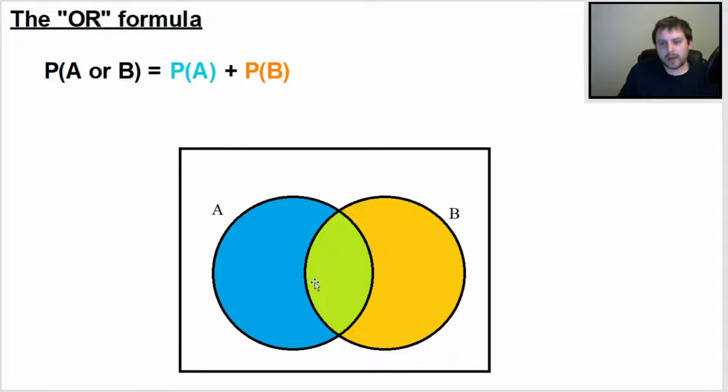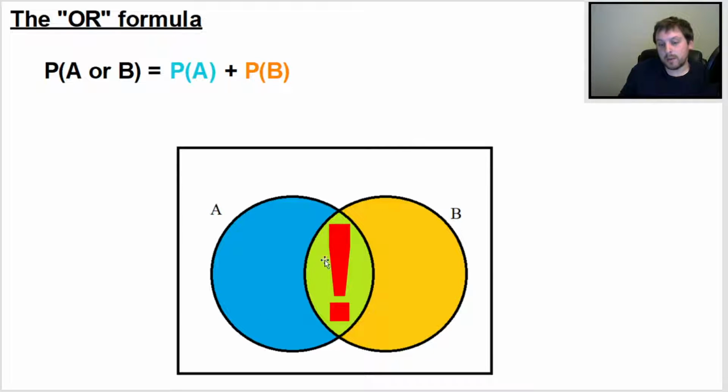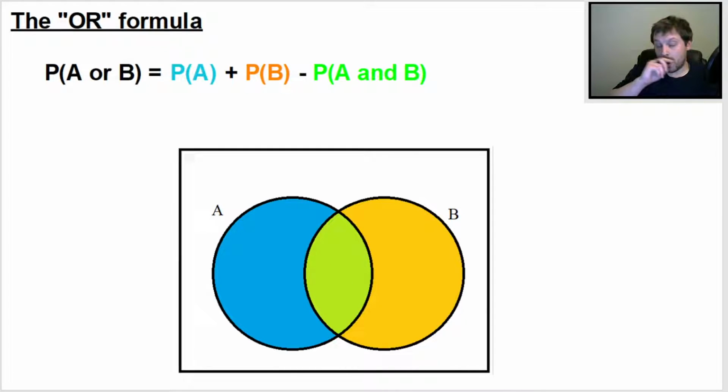Now the clue I will give, in case you haven't managed to get it, is that this is actually a little bit too big because we've added a bit much. The problem is actually in the middle here. We actually need to take away one copy of the middle part because we've double counted it. We've counted it once for the probability of A, and then twice, which is too many times because we just want to count it once.